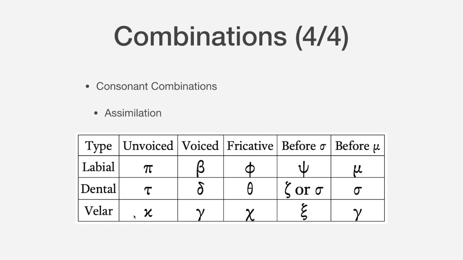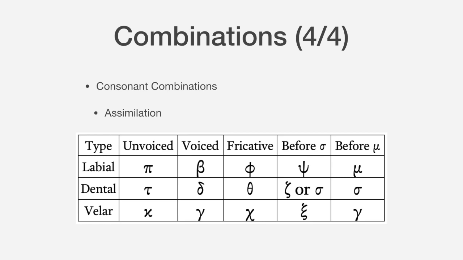Sounds fearsome. Next we have the velars. So k, g, and k on the mathematical pronunciation. In modern Greek, this would be k, g, and ch. But we're using mathematical pronunciation, so we're going to say k, g, k. Before a sigma, a velar will turn into a xi. As you can imagine, kappa plus a sigma sound would sound like x. And before a mu, a velar will turn into a gamma.